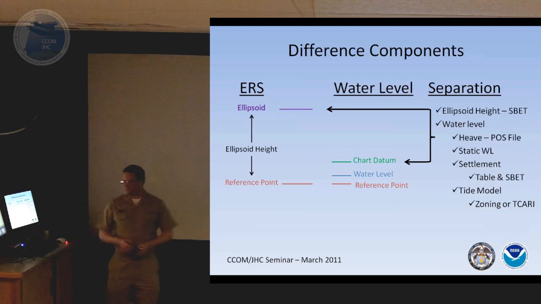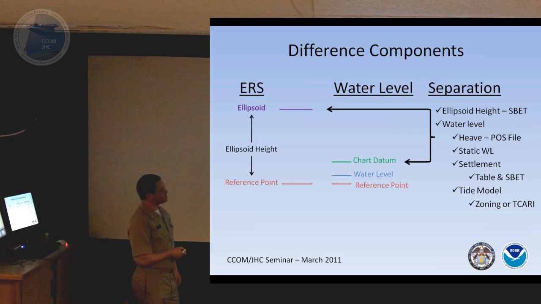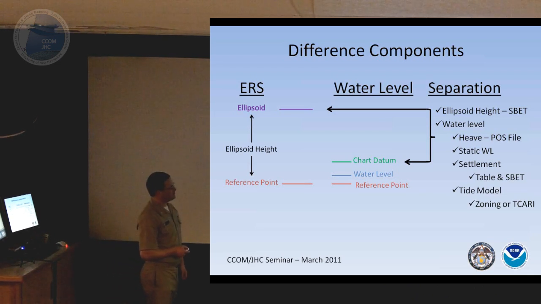And so how we get there, these are the different components. We kind of talked about them all already, but I'm going to continue to beat this just to make it as clear as possible. So we have our ellipsoid height, which is coming from our smooth best estimate of trajectory. So that's what comes out of POSPac. And our water level, which we get from our heave, that comes from a POS file. Static water level, we talked about that. Settlement, that's coming from our settlement table, and our velocity, which comes out of our smooth best estimate of trajectory. And we also have our tide model.